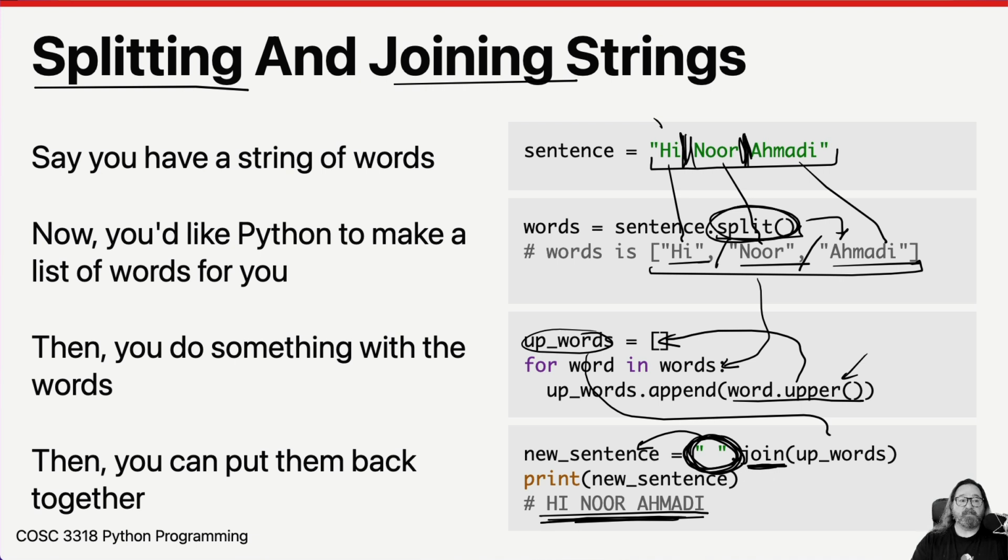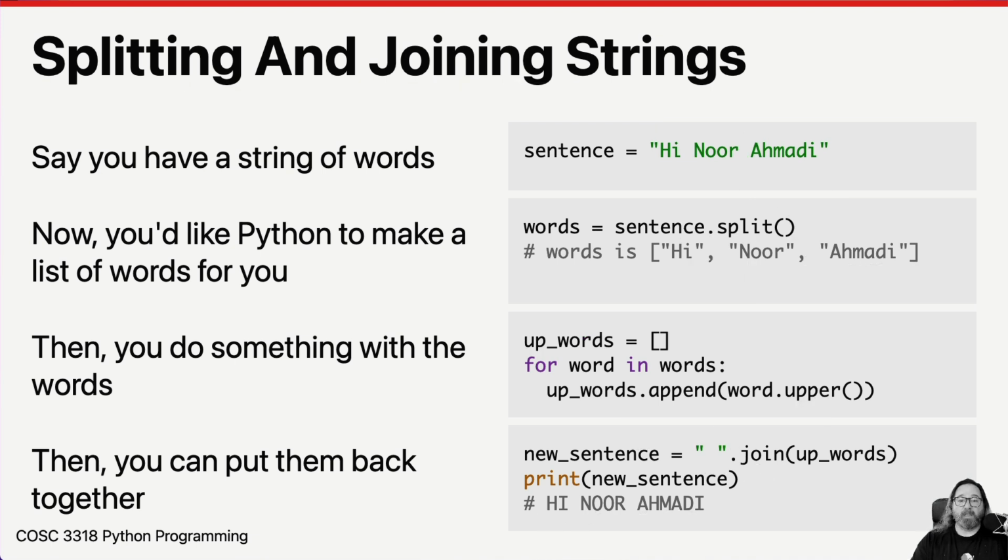This thing right here, splitting and joining strings, we do it a lot when we're interested in looking at what's inside a string like this. So pay attention to this. We want to split it into a list, and then we take a list and we join it back up with stuff in between it.